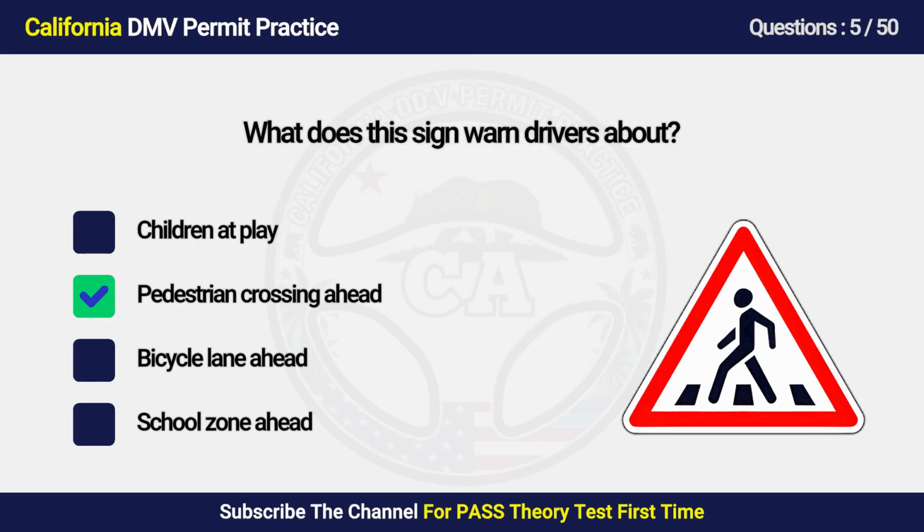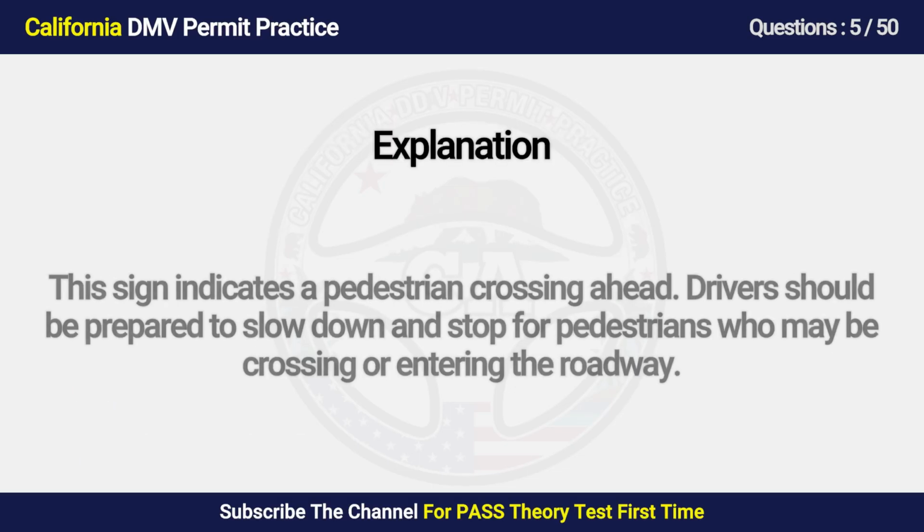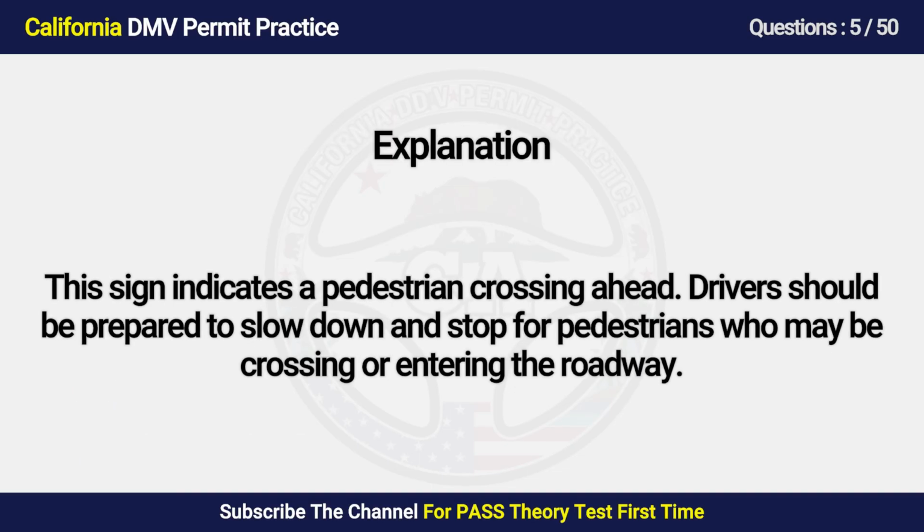Answer is B. Pedestrian crossing ahead. This sign indicates a pedestrian crossing ahead. Drivers should be prepared to slow down and stop for pedestrians who may be crossing or entering the roadway.